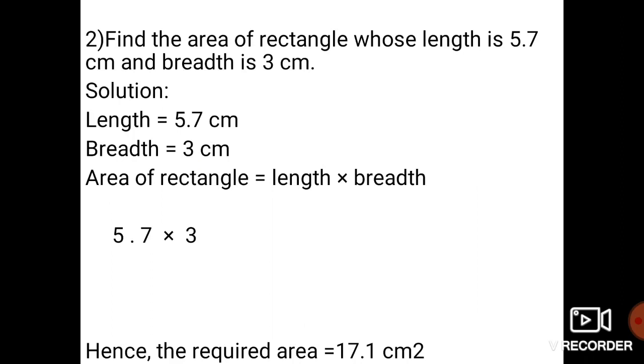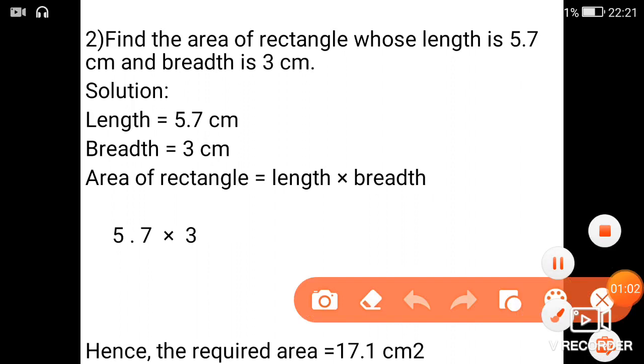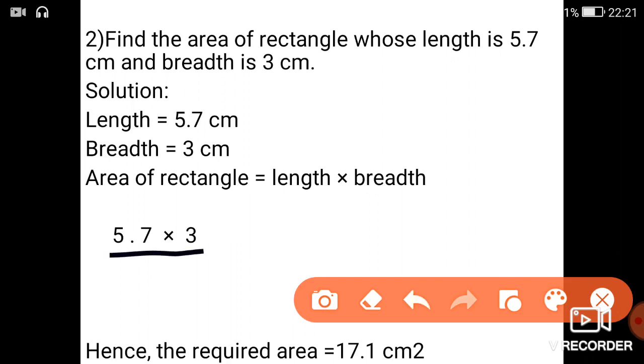Next, second main question: find the area of a rectangle whose length is 5.7 centimeter and breadth is 3 centimeter. So we will write down the given data, that is length of a rectangle is equal to 5.7 centimeter and breadth is equal to 3 centimeter. Previously we have learned that area of a rectangle is length into breadth. So 5.7 will multiply it with 3. So 3 7s are 21 and 3 5s are 15. 15 plus 2 is 17. So it is 17.1 centimeter square. Hence the required area is equal to 17.1 centimeter square.